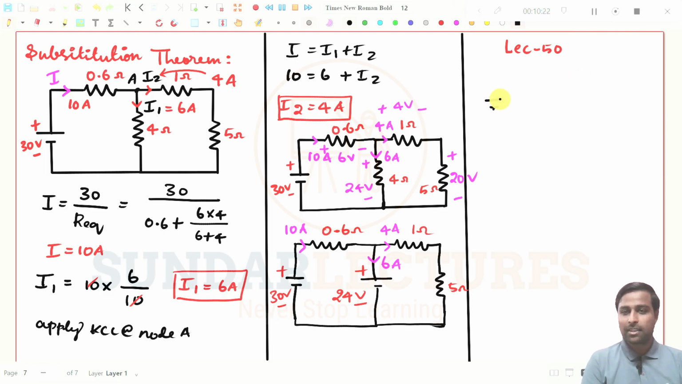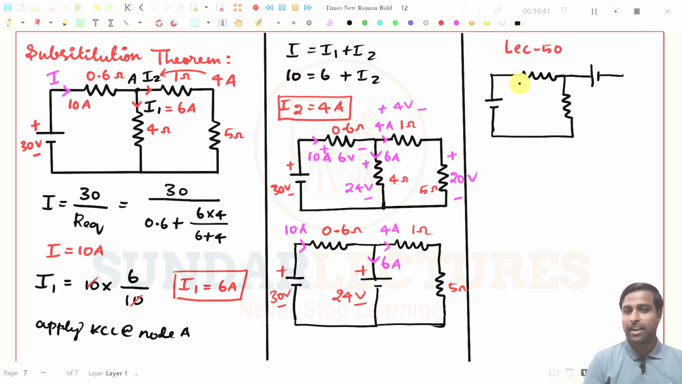This is the 30 volt source. I am not going to touch this one. Maybe I am not going to do anything with this resistor too. Now what I can do here, I can put a voltage source like this. So this value, it is plus minus 30 volt, and this is 0.6 ohms, this is 4 ohms, this is 5 ohms, and I can put this is plus minus 4 volt.